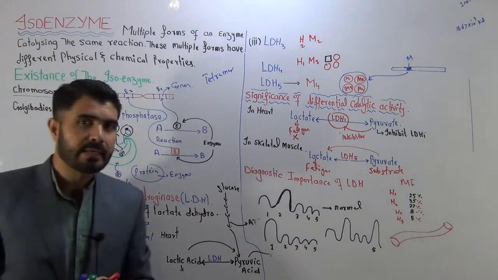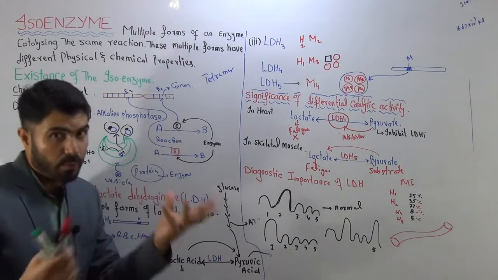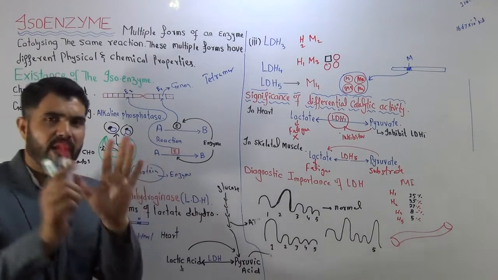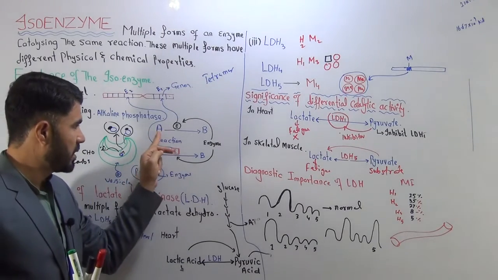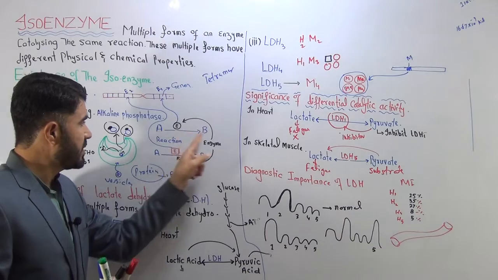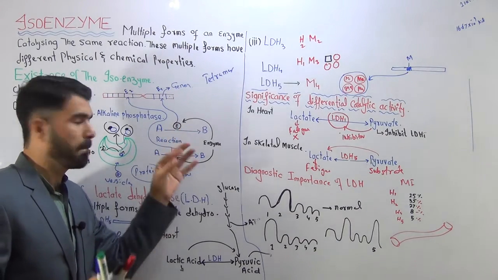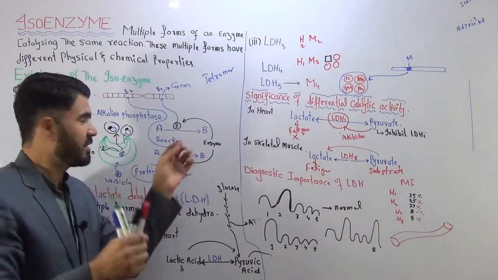In order to understand the concept of isoenzyme, let's suppose we have a reaction where A is converted into B. That's just a reaction. And this reaction is catalyzed by the enzyme. I have mentioned it as E, a circle E. E is the enzyme.